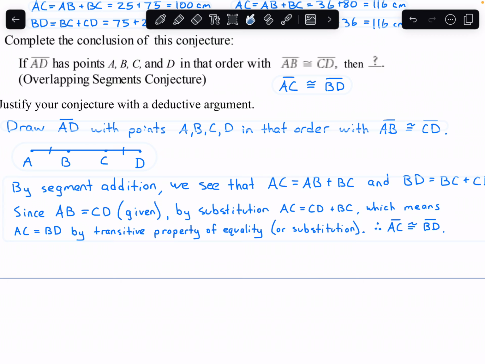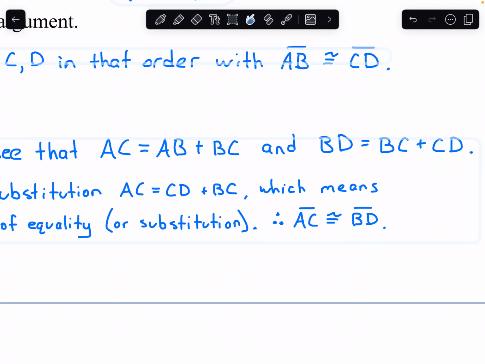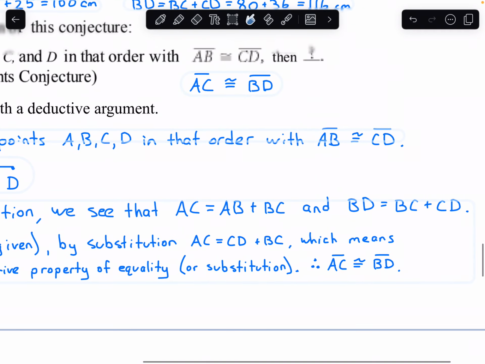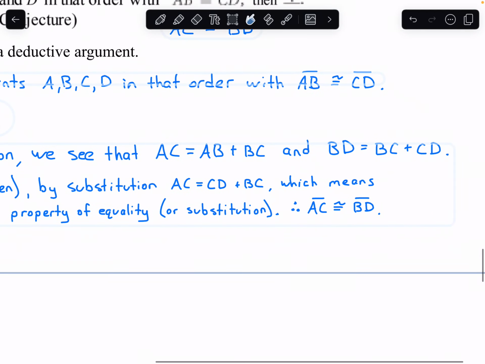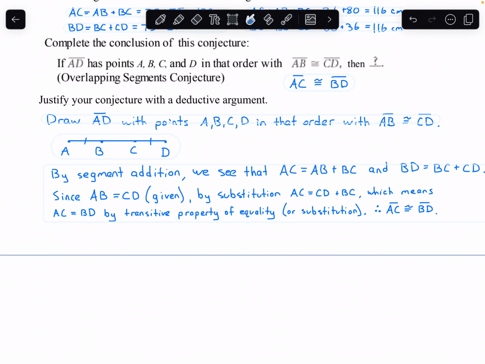And now that I've said length AC equals length BD, I can finally conclude, therefore, segment AC is congruent to segment BD. And this last step, though I just said you don't always need to write out why the lengths are equal because they are congruent, you do need to end with what you are trying to prove. And so since the way I wrote my conjecture was with segment congruence, it is best practice that I end my proof with the statement in the form of segment congruence instead of just leaving it as the lengths there.